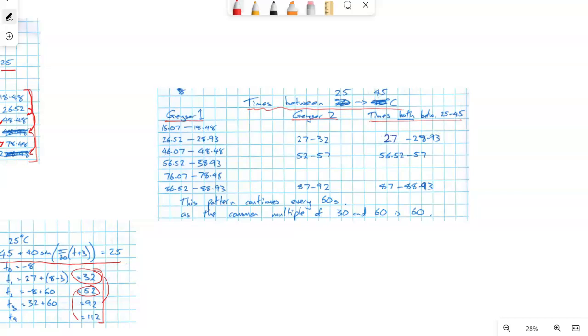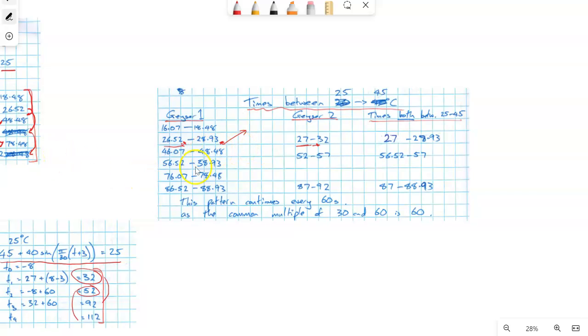So 27 and 26, right? 27 is within this time period, right? 27 is there, and 28 is within this time period too, right? So that means between 27 and 28.93 seconds, they're both closed, right? Because after 28.93 seconds, which is within this time period, geyser 1's going to be open, but geyser 2's not.